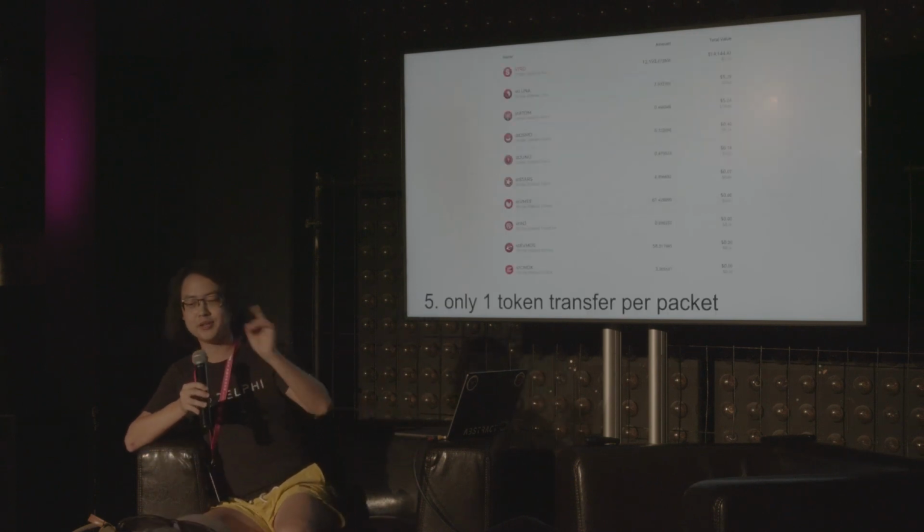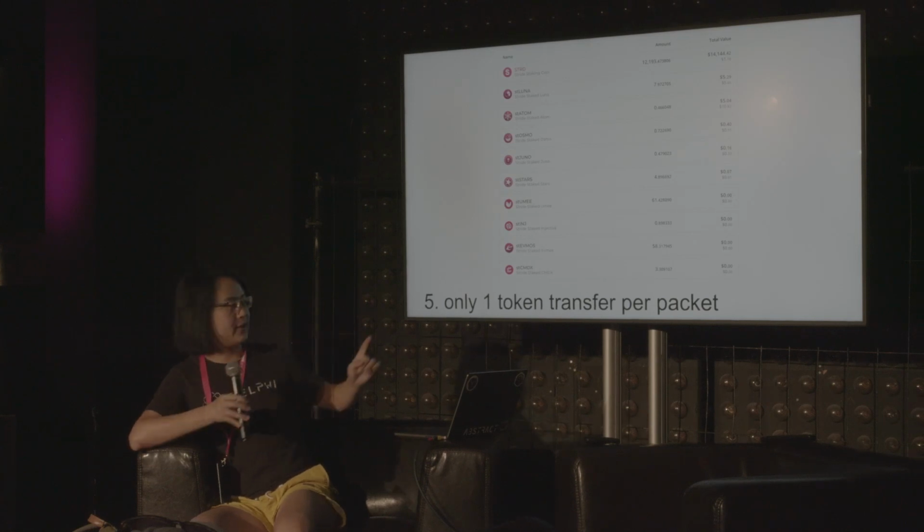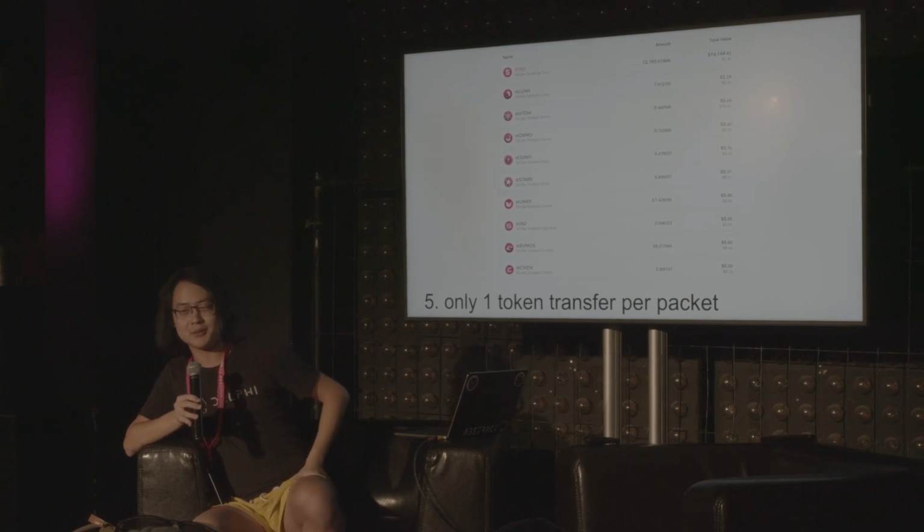Okay, so the previous 4 are major problems. The next 4 are minor problems. They are not life or death situations, but still annoying. Number 1, ICS-20 only allows you to send 1 token per packet.